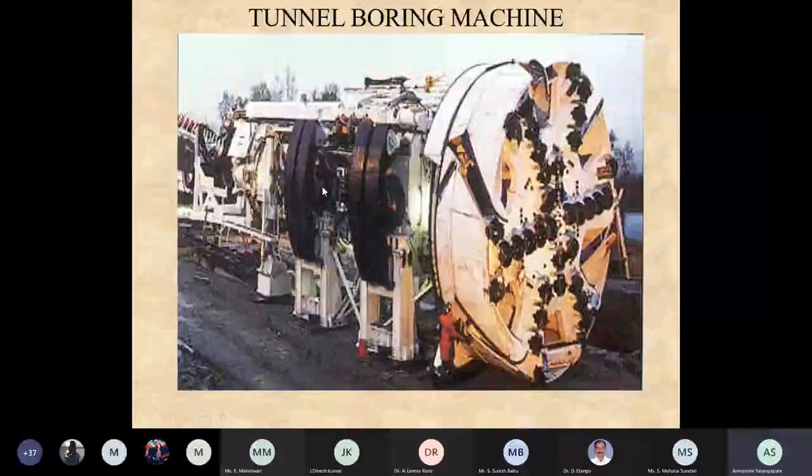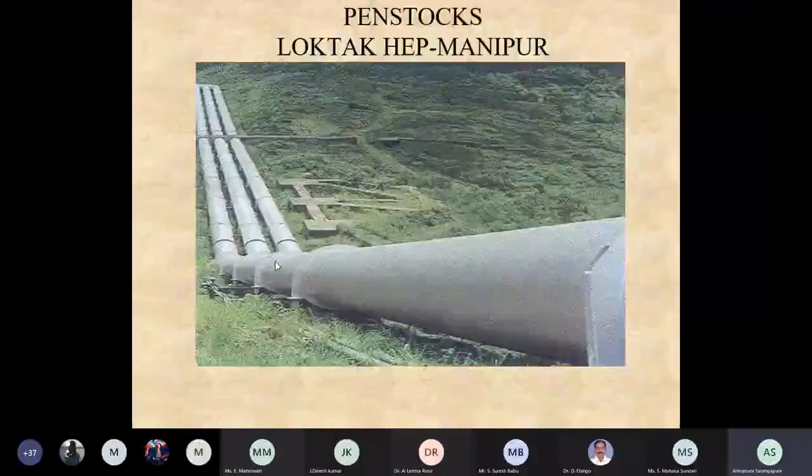If the tunnel collapses in between, then that's all. Wherever the tunnel boring machine is, that is collapsed. We have to close the tunnel only. We can't take this machine back. That is the only disadvantage. Otherwise, the work will be very speedy. This is the penstock, the steel penstock which you are seeing, which is carrying the high pressure water from the tunnel to the powerhouse.